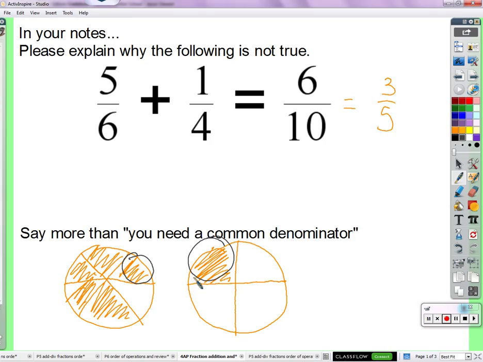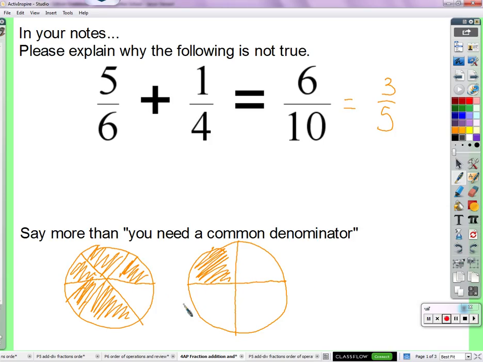That's right. They're different sizes. Can we somehow do some little trickery here and make it so that these things are the same size as these things? Cut the fourths up into more pieces. How about cutting the sixths into more pieces as well? We cut the fourths into how many? Well, if you had to find a common denominator, you'd have to do that. It'll be 12. We need these things to be the same.